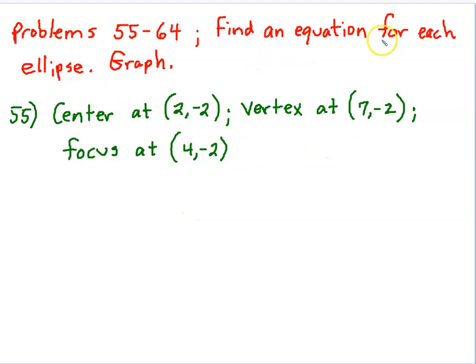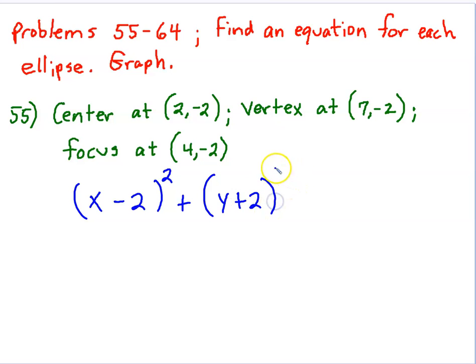So for this problem, we're supposed to find an equation for the ellipse. So the center is at (2, negative 2), so we can go ahead and set that part up. The x-coordinate is 2 for the center, so we're going to do (x minus 2) quantity squared. Just think about circles again. And the y-coordinate is negative 2, so that's going to make (y plus 2) quantity squared. Got to equal 1.